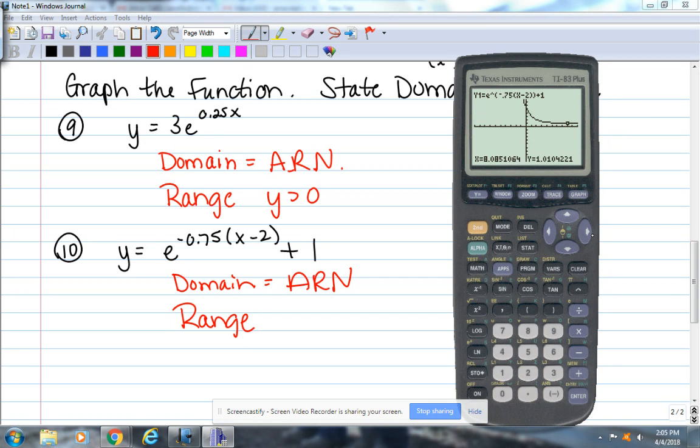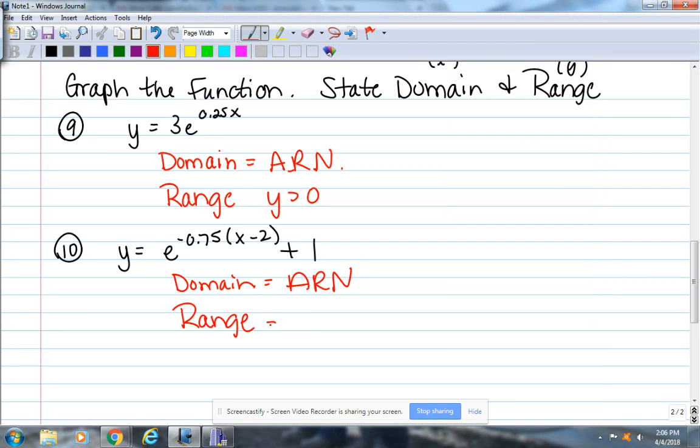I hit trace and now I'm arrowing over. It's kind of hard to see on this little bitty graph what's going on, so hit the trace button and go left and right to help find your asymptote. Keep going, you'll never get there. It'll stay above 1. It never gets below 1. You're right, exactly. Y'all don't believe me. So what is our range then? Y has to be what? Not 1. Greater than 1.